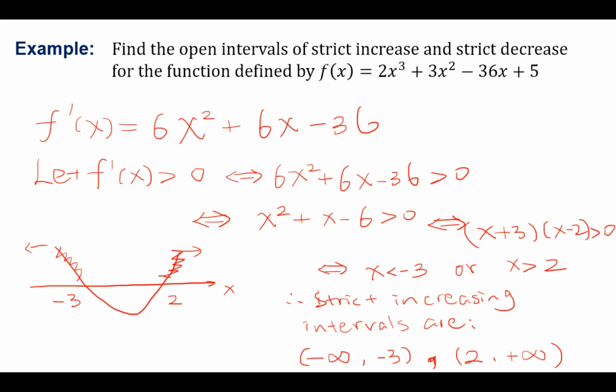Okay, so if you want to find the strict decreasing interval, again, the method is similar. Check which interval can make f(x) less than 0, right? And we can check that by looking at the graph again. So that interval is from -3 to +2. Therefore, we know the interval from -3 to +2, exclusive, is the decreasing interval of this function, right?